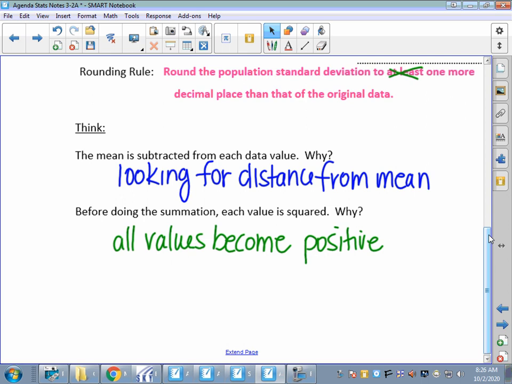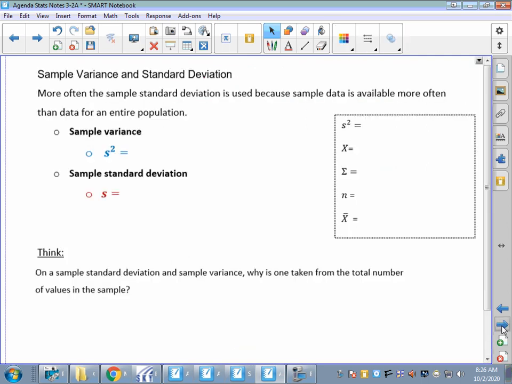I should have said that sooner, but this is population, right? Very rarely do we work with population. It happens sometimes, but really we're going to be working mostly with samples. So let's talk about sample variance and standard deviation.